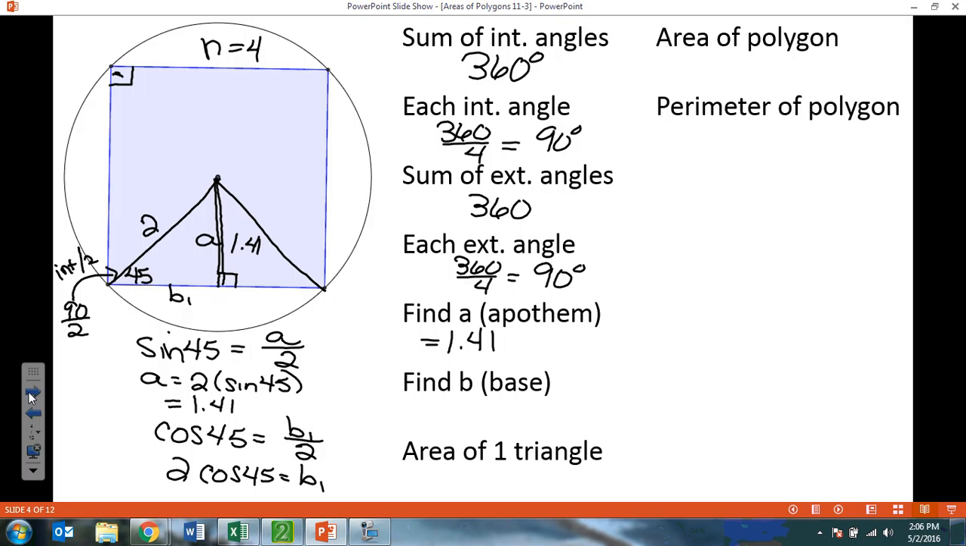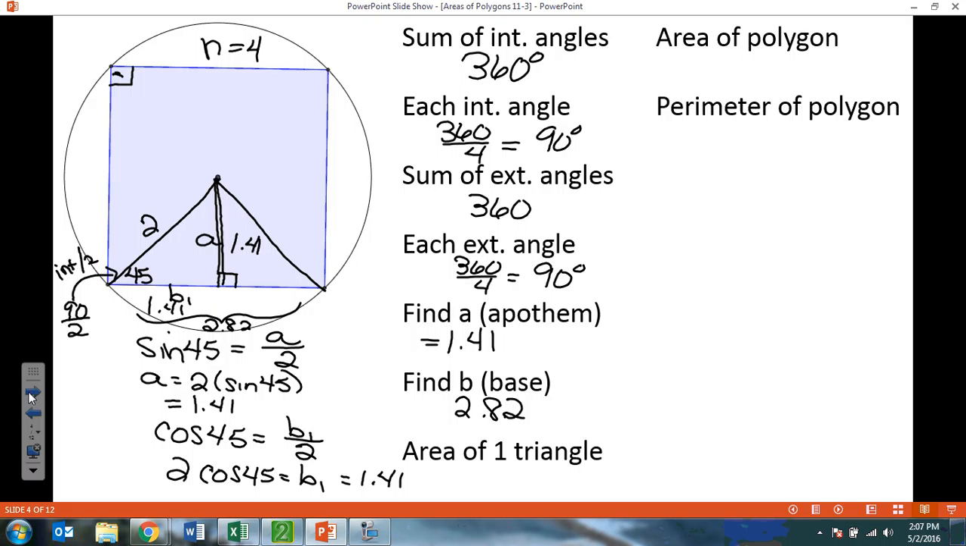So when you take 2 times the cosine of 45, what do you get? Try to get 1.41. Okay, so this is 1.41, but we have to double it to find our whole base. If this is 1.41, the whole base is 2.82. If you clear your calculator in between, it'll be 2.82.